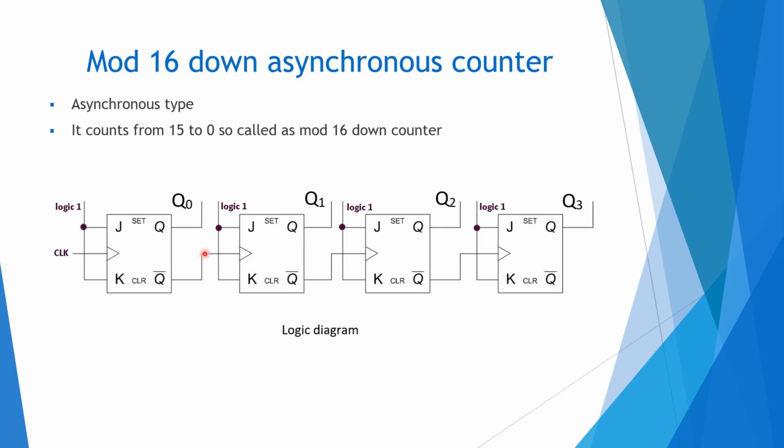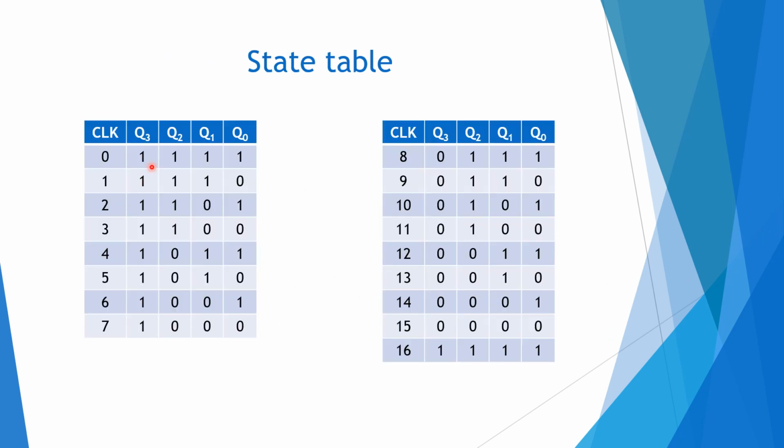So it counts from 1111, that is 15, then 14, 13, 12, down to 0, and then again to 15. We will see the state table. This is the state table. The first value is 1111, and next 1110, and this is actually F, E, D, C, B, A, 9, 8, 7, 6, 5, 4, 3, 2, 1, 0, and again next to F, that is the hex value F.